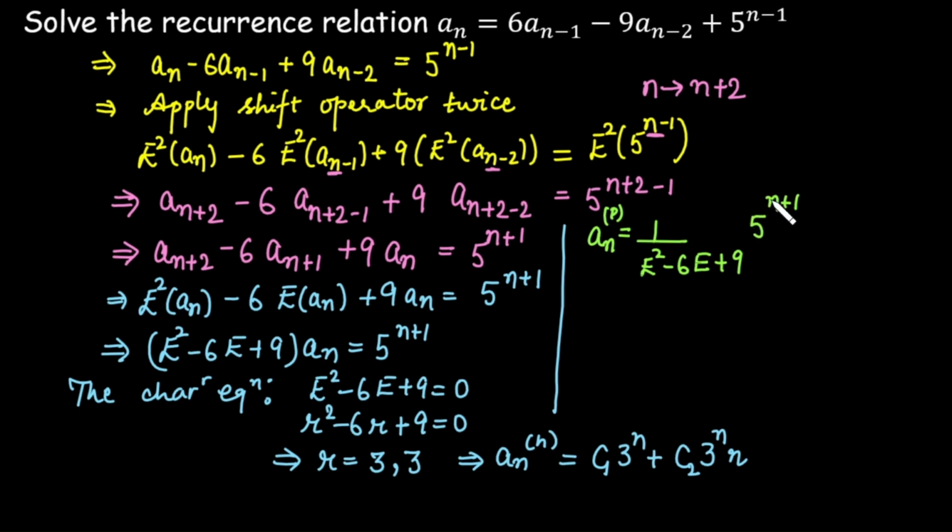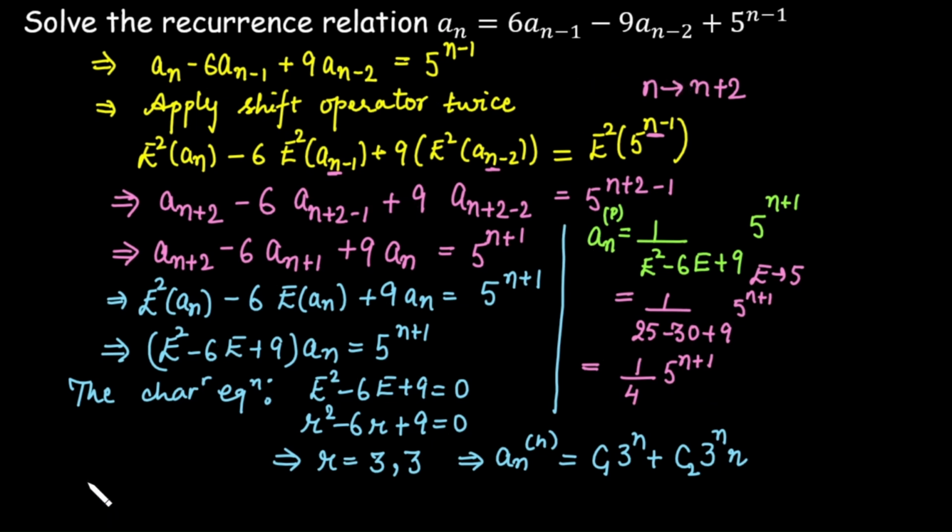Now this is constant raised to power n plus some constant. So ignore this constant. We can directly treat it as b raised to power n form. And in this case, the value of b is 5, meaning the constant is 5. So replace E with the constant, that is 5. By replacing this one, we have 25 minus 6 into 5 is 30 plus 9, 5 raised to power n plus 1 as it is. This is equal to 1 by 4, 5 raised to power n plus 1. This is the final particular solution for this recurrence relation.